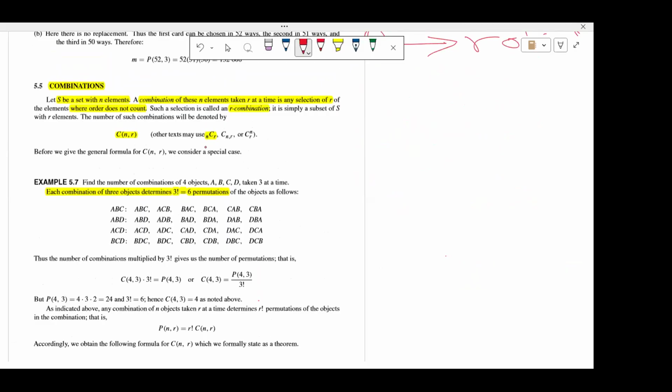So now what are they telling? Just look at this example. Find the number of combinations of four objects.